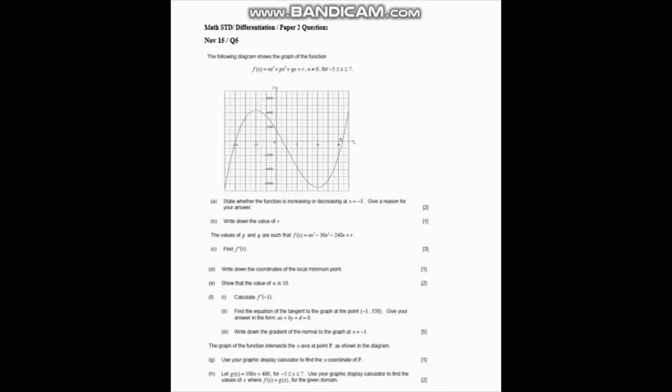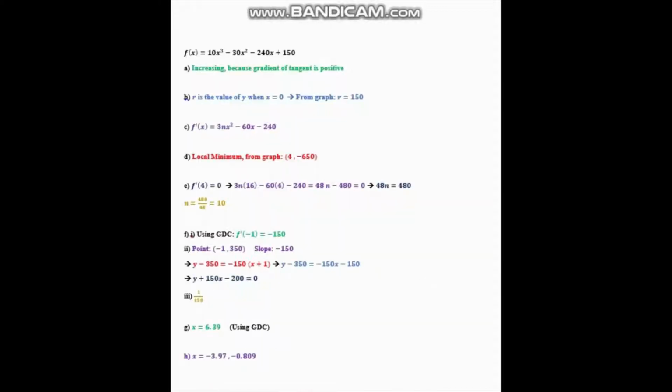Next, they gave you the values of P and Q. So now you have P and Q and R. And you are required to find f dash of x. So I've written the function down with the P and the Q and the R, which we got from B. I want to find f dash of x.